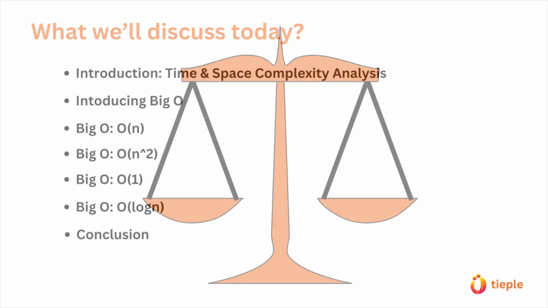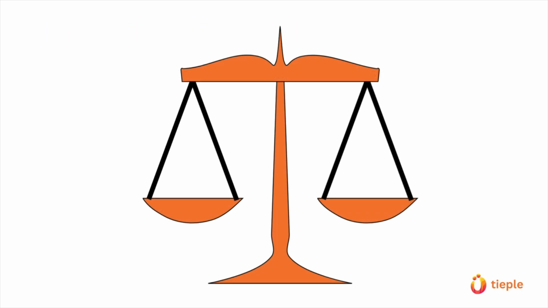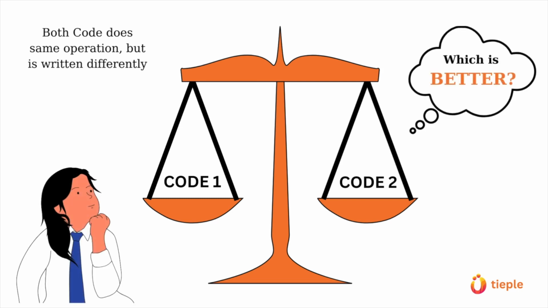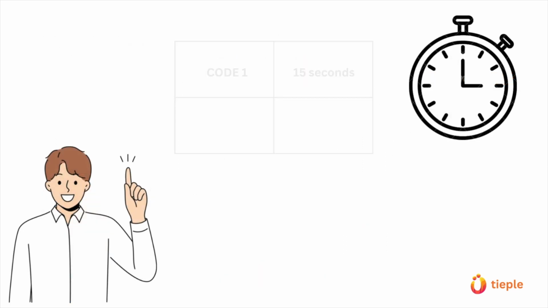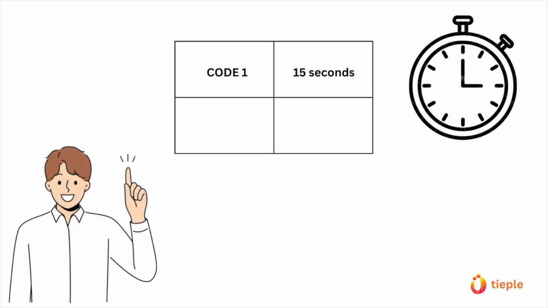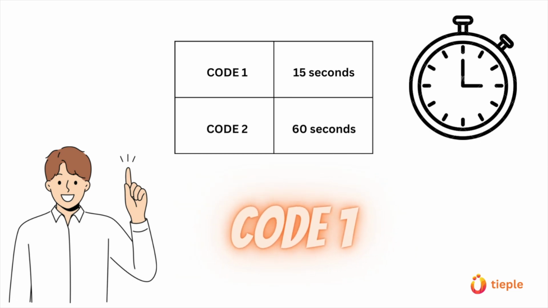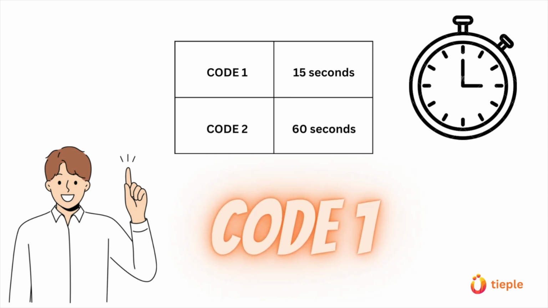Imagine we have two pieces of code, code 1 and code 2, both doing the same thing but written differently. Now, how will we figure out which one is better? Let's use a stopwatch. We run code 1 and it takes 15 seconds. We reset and run code 2, which takes about a minute to complete. Obviously, we want the faster and most efficient code, so code 1 wins. This whole thing is called time complexity.